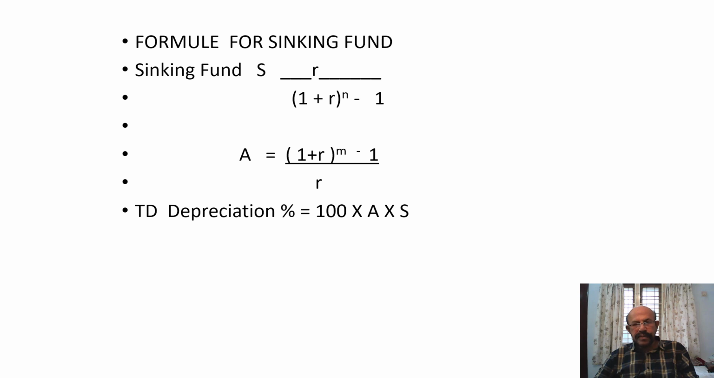So the formula for sinking fund is S is equal to R by (1 plus R) the whole raised to n minus 1. The accumulated fund is equal to (1 plus R) the whole raised to n minus 1, divided by R. So the depreciation percentage is equal to 100 into A into S. This is the formula used to find out the depreciation percent by the sinking fund method, where S is the sinking fund and A is the accumulated fund.